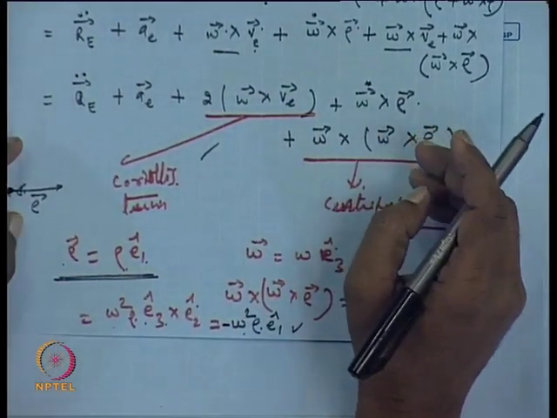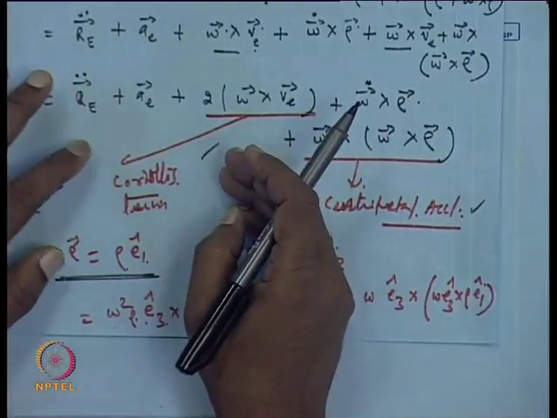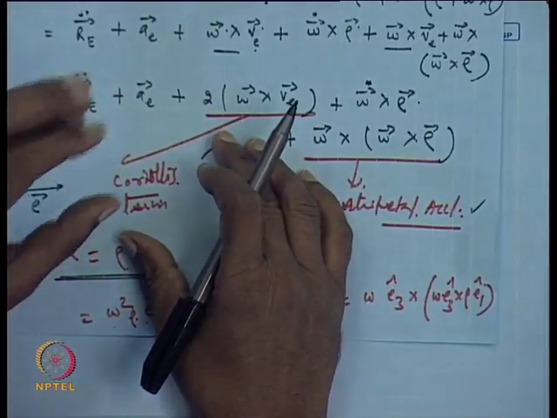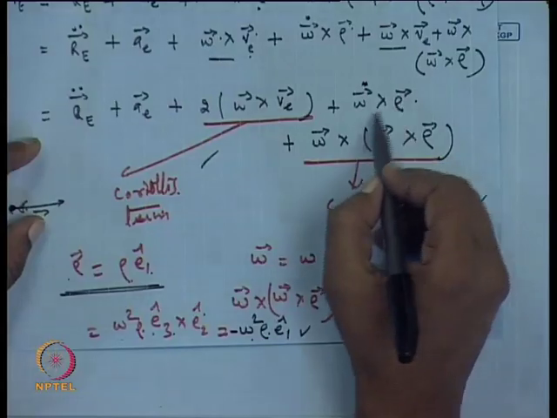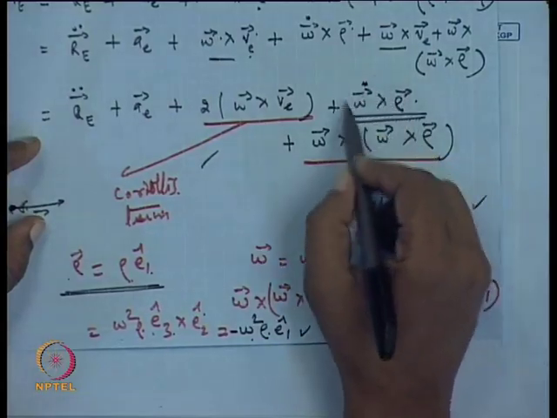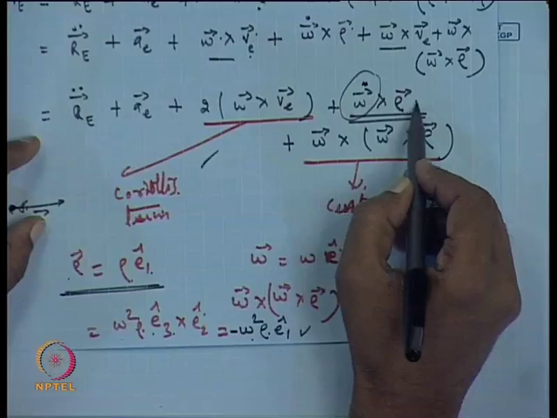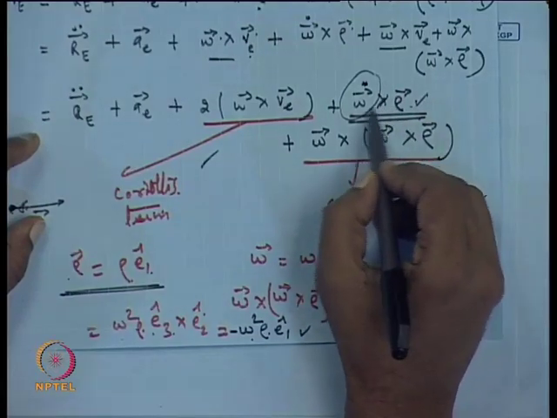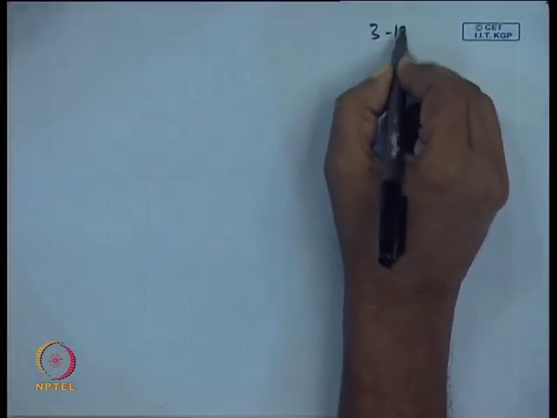But the Coriolis force, you will be able to see it if you are in a rotating body reference frame, and this is related to the angular acceleration. This term is nothing but your angular acceleration multiplied by rho. So, the acceleration related to the angular acceleration, this term becomes. Okay.